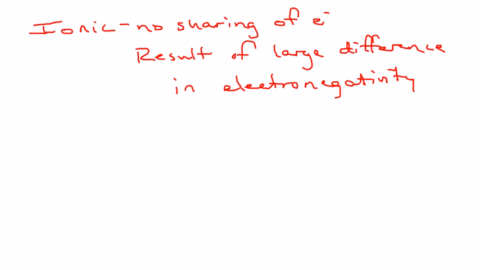The second type of bond is a covalent bond. And here we have a small difference in electronegativity and electrons are shared. That's the big thing about covalent bonds. Ionic bonds form between ions, covalent bonds form not between ions.